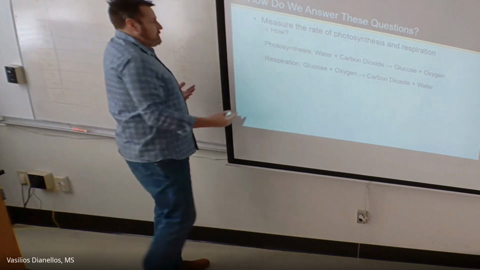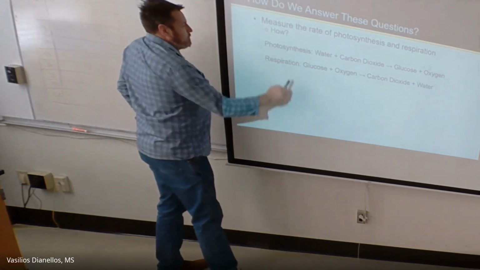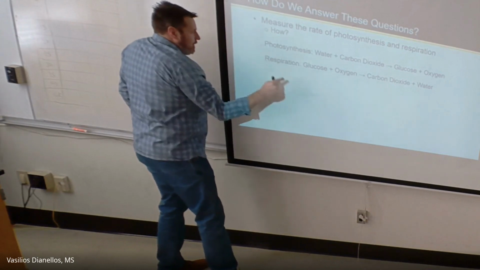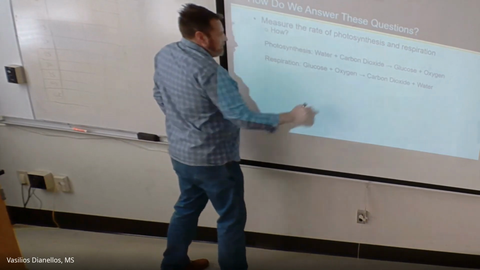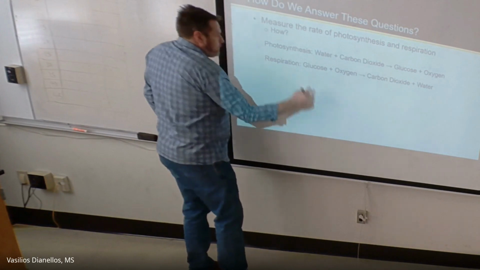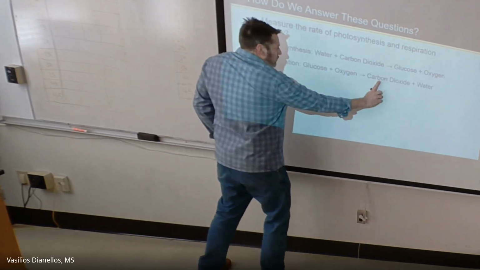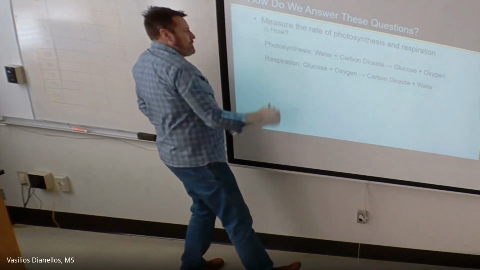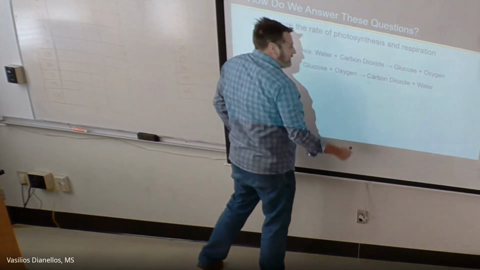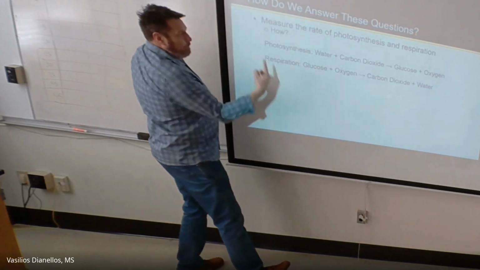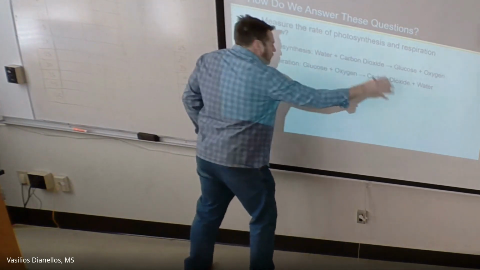Really quickly, the opposite is true of respiration. Respiration uses glucose, so if we could measure glucose levels and they were going down, respiration must be happening. If oxygen levels are going down, respiration must be happening because respiration uses oxygen. If carbon dioxide levels are going up, respiration must be happening because respiration produces carbon dioxide. And finally, if water levels were going up, respiration must be happening because water is produced.